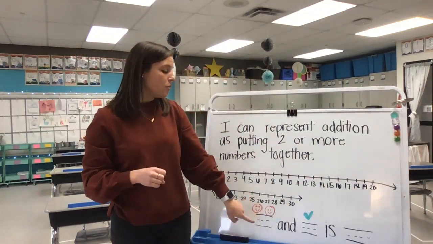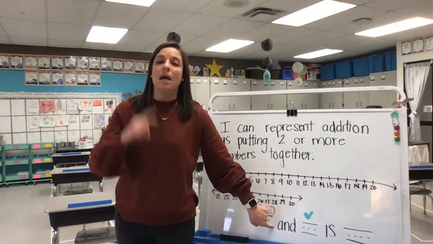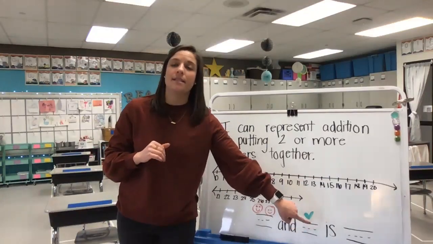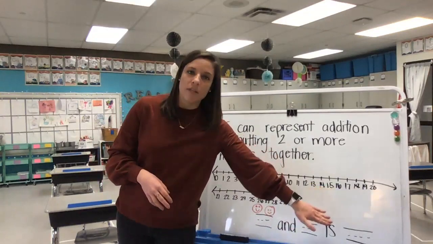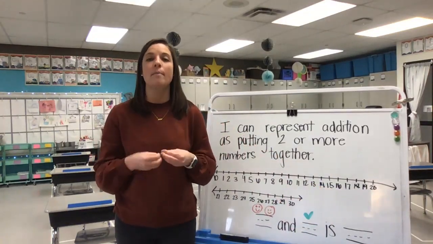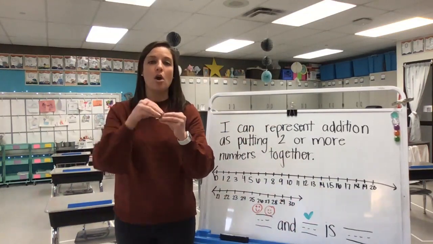Today we're going to continue practicing understanding that the word and means plus or add. The word is the same as equal. So I have blank and blank is blank. So we're going to take a look at groups of pictures and count how many are in each group. We're going to put those groups together and say how many there are all together.